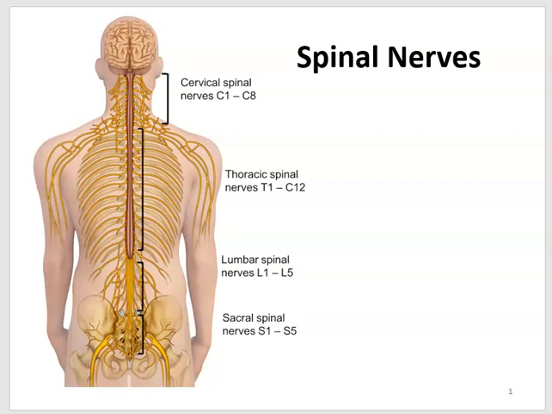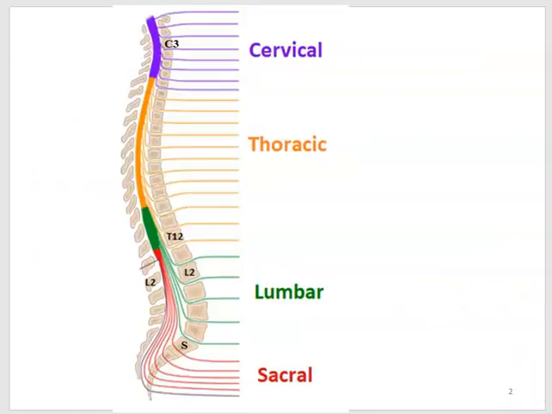First, let's just recall what we already know about spinal nerves, and that is that there are 8 paired cervical spinal nerves, 12 paired thoracic spinal nerves, 5 paired lumbar spinal nerves, and 5 pairs of sacral spinal nerves. We also know that the spinal nerves are named cervical, thoracic, lumbar, sacral, and 1, 2, 3, 4, and so on, based on the vertebral level from which the nerve emerges.